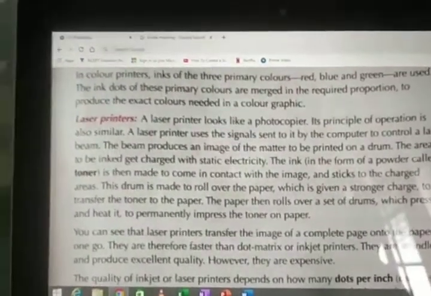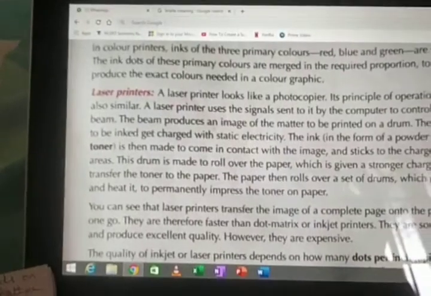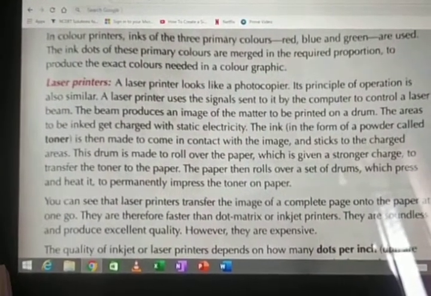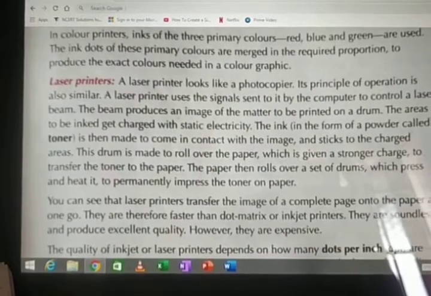Okay, this is the laser printer which we have in our school. This is how the laser printer works. If you want any video, just refer to YouTube so that you can understand more clearly.